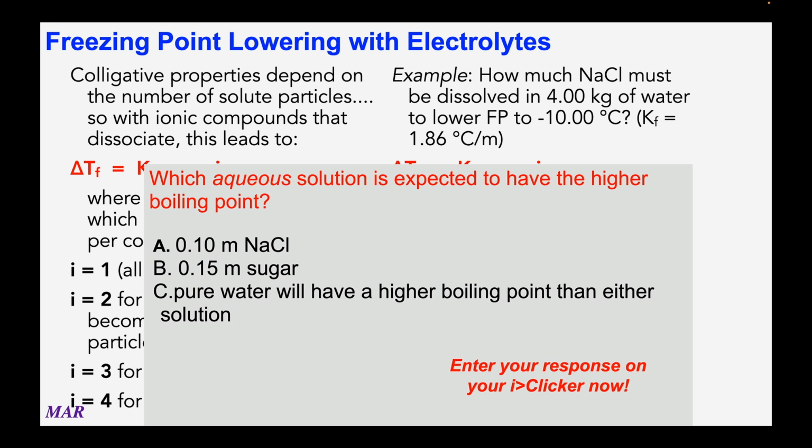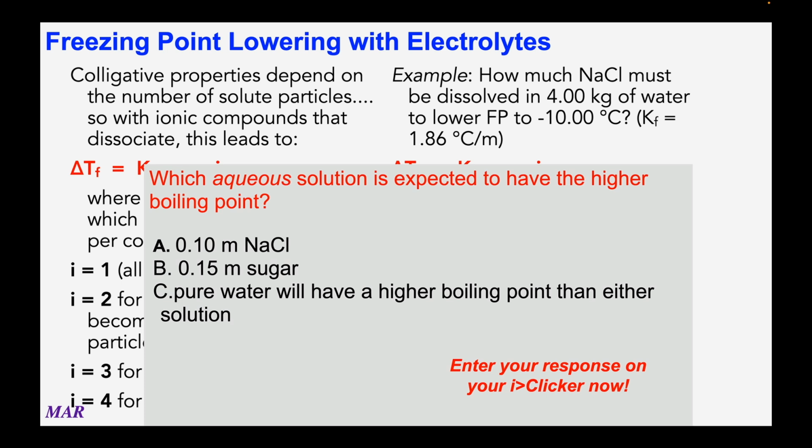And then if you look at those two molality values, well, 0.15 molal for sugar is higher than 0.10 for sodium chloride, and it might be tempting to say the sugar is higher. Higher m should give you higher delta T, which is bigger boiling points. However, sugar is a covalent molecule. All carbons, hydrogens, and oxygens, i factor of 1. But sodium chloride is ionic, and in water it's going to break up into Na+ and Cl-, an i factor of 2. So the i factor times the molality is what we should consider here to have the higher boiling point.